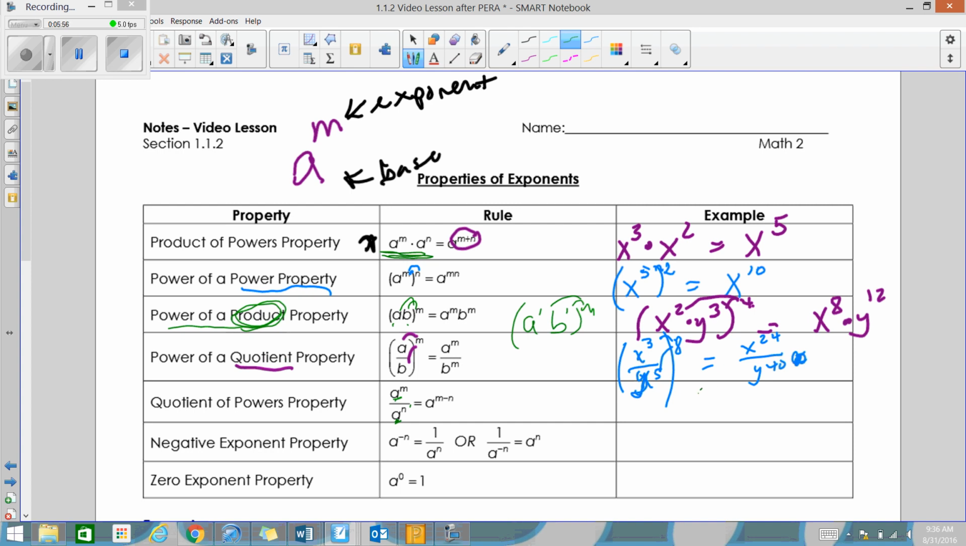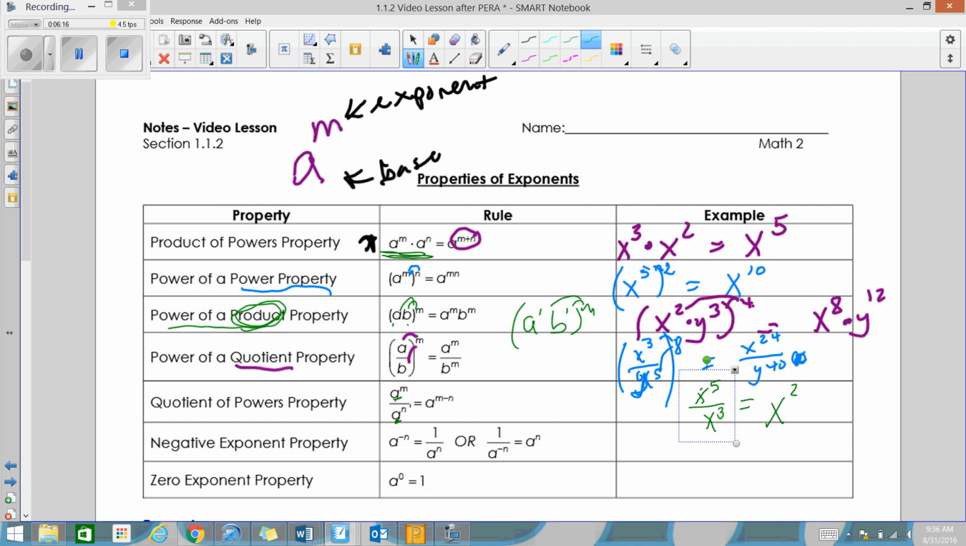So if we did x to the 5th over x to the 3rd, what we're going to do is take numerator minus denominator. So we're going to get x to the 2nd power, top minus bottom. All right, here we go. Two more, and then we can do some examples.